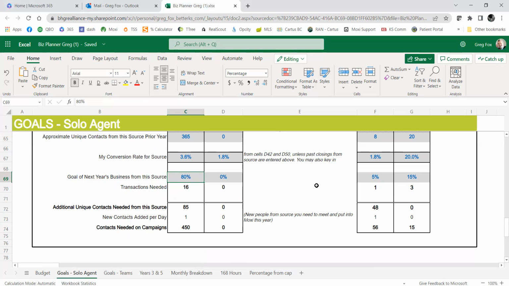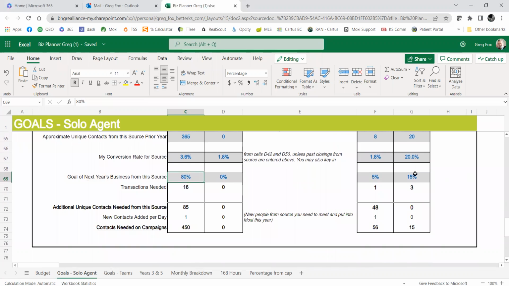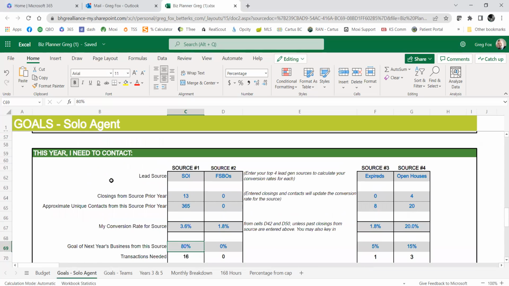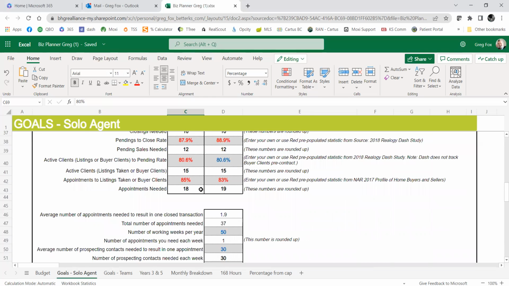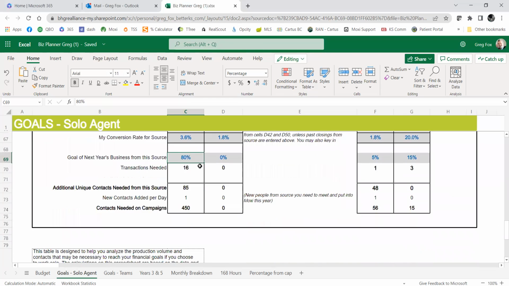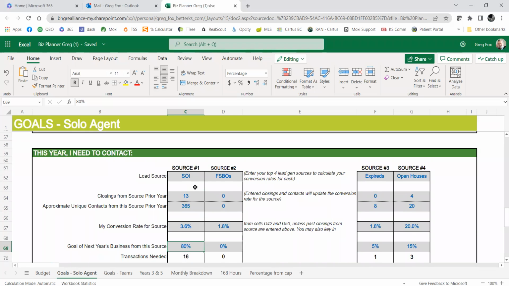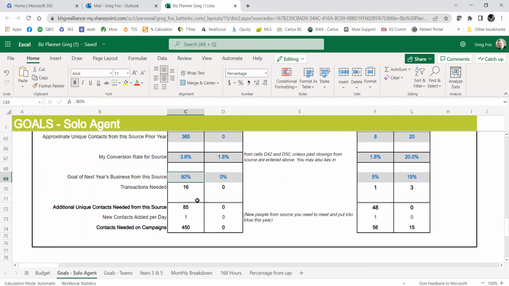Now, I may decide, well, wait a minute, if I did that well at open houses, maybe I want to make that 25% or 20%. And then I would change this to 75 or so on. But the idea now is to say, if I know how much money I need, how many closings I need, what I need for appointments, then this is telling me how many more people I need to meet, how many open houses and so on, do I need to do in order to get there?